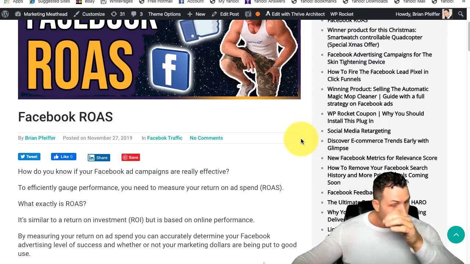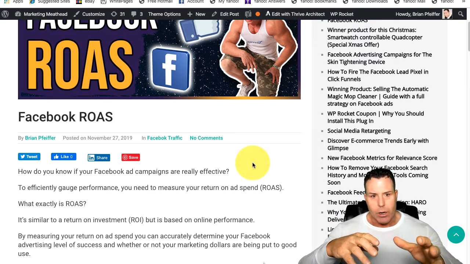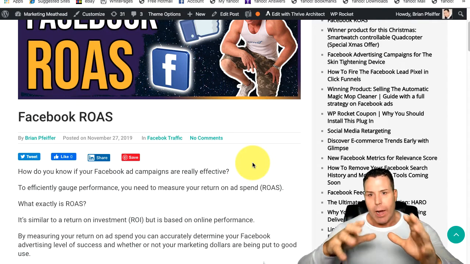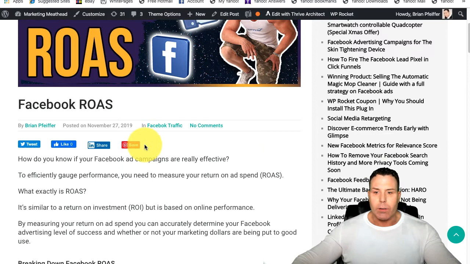And if you know what your ROAS is, then you can basically take a look at your Facebook ad account on your purchase ROAS, and you can determine if you're profitable just by looking at that one number. Okay, and it's a very useful tool.